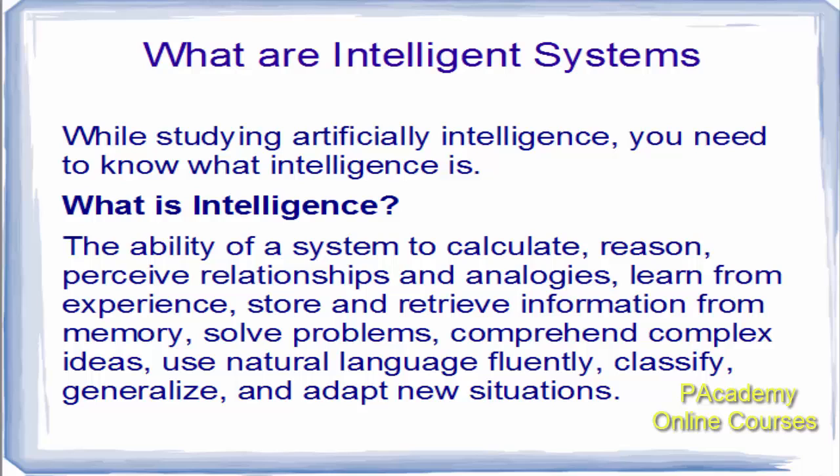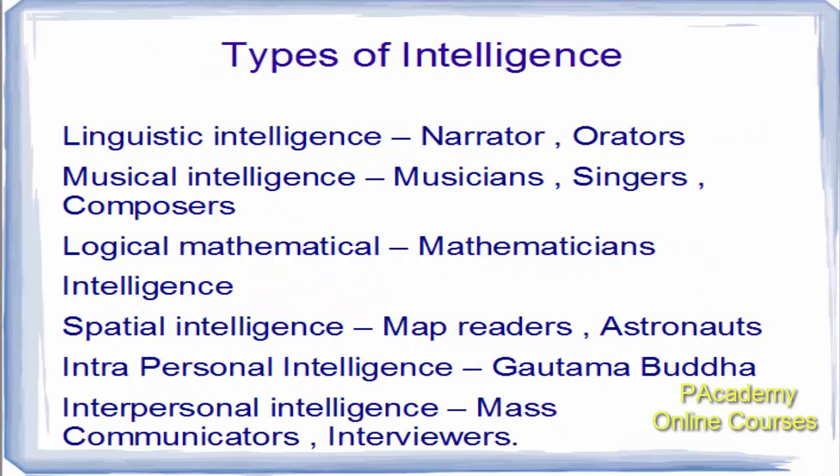All these qualities are possessed by almost all humans, but the degree to which each quality is possessed by people varies. And an artificial system, which is an ideal clone of a human brain, should have almost all the qualities listed here. The different types of intelligence.